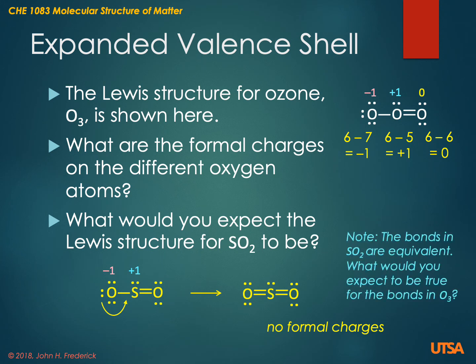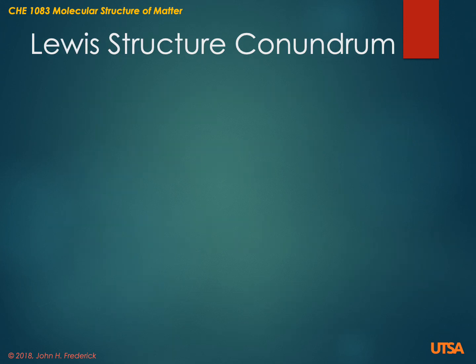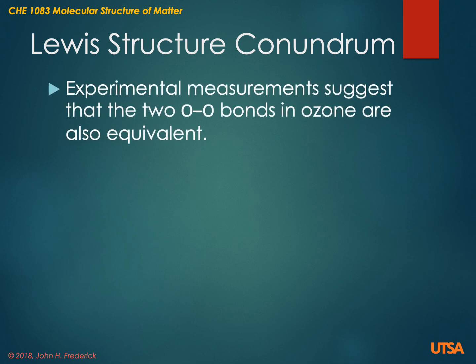All right, now another thing I would note is when we study sulfur dioxide, the bonds in sulfur dioxide are equivalent. And this is one thing that helps justify why we would create that additional double bond. Would you expect this to be true for the bonds in ozone? Remember, oxygen cannot engage in an expanded valence shell, so what we've drawn for ozone is pretty much as far as it goes. Well, this is a conundrum in the Lewis structure thing. When we do experimental measurements on ozone, we find in fact that the 2 oxygen-oxygen bonds are equivalent, just as they are in sulfur dioxide. So what's going on here?